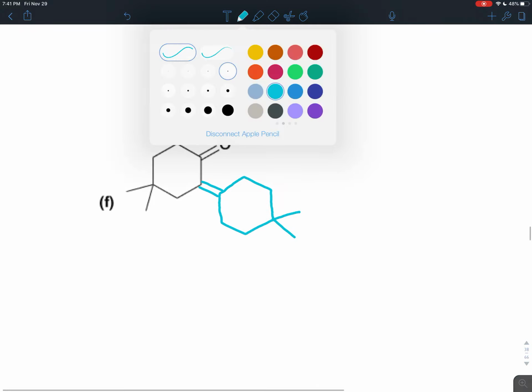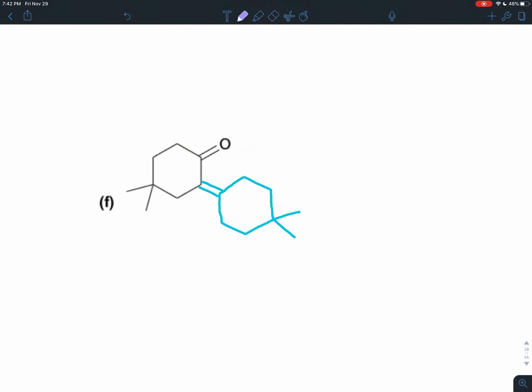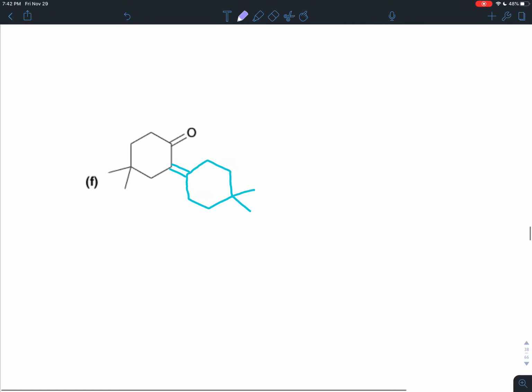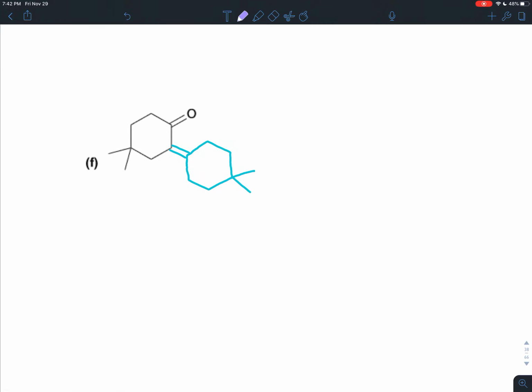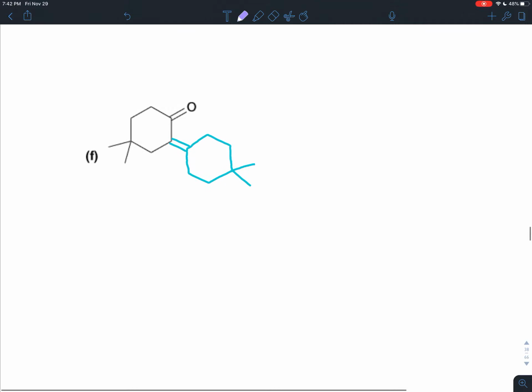And notice in all these examples, we have alpha-beta unsaturated aldehydes or ketones. So here's the alpha carbon, the beta carbon. There's a degree of unsaturation, the pi bond there, and so these are called alpha-beta unsaturated ketones or aldehydes. And that's your final product. So you just redraw the molecule, just where the oxygen is, you have the alpha carbon.